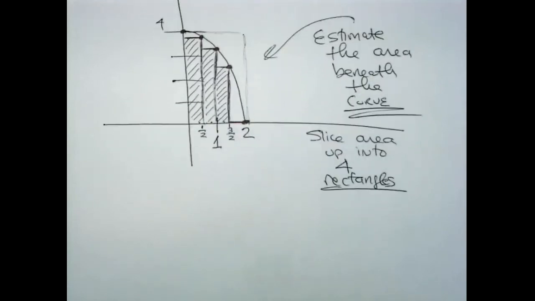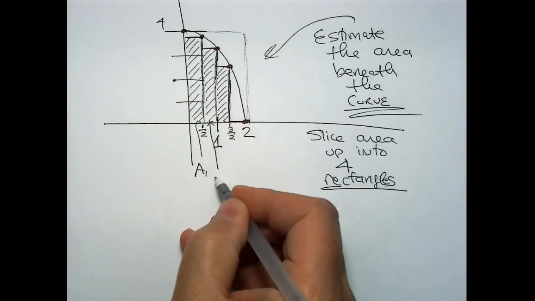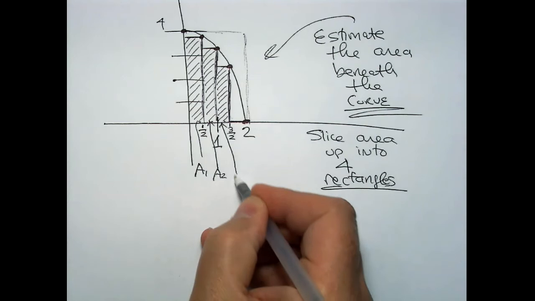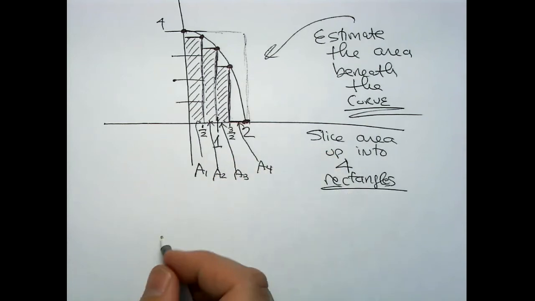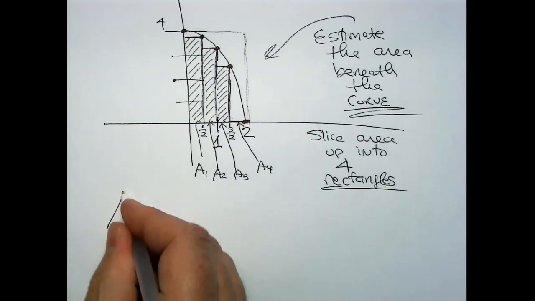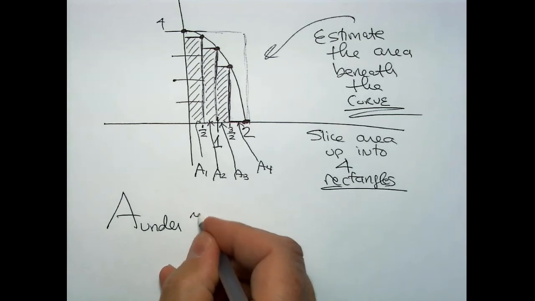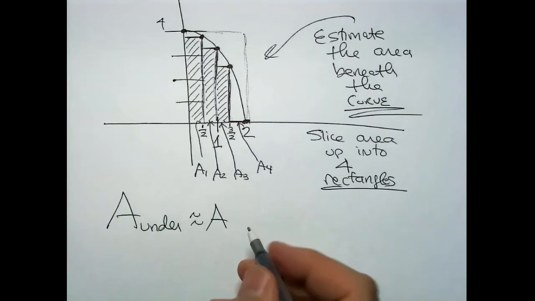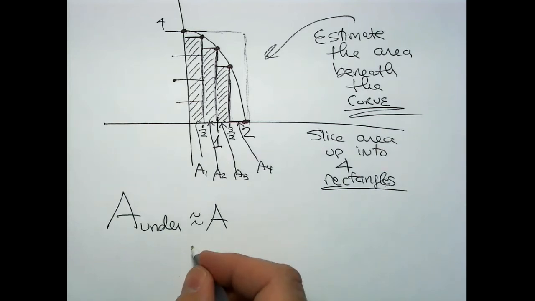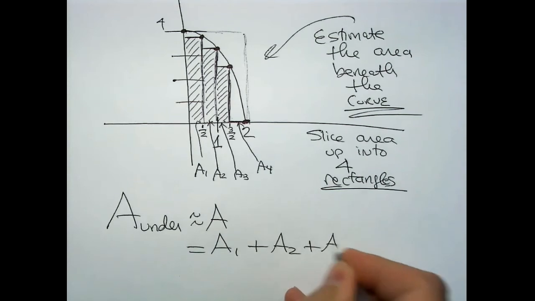Now, to get an approximation, I would add all 4 of these areas up. Area 1, area 2, area 3, and area 4 is 0, but we'll deal with that in a moment. So let's call this the under-approximation of the area beneath this curve. It's approximately equal to A, the real area beneath this curve, but it's an undershoot. What is it? The under-approximation is the sum of all 4 areas. But what are all 4 areas?